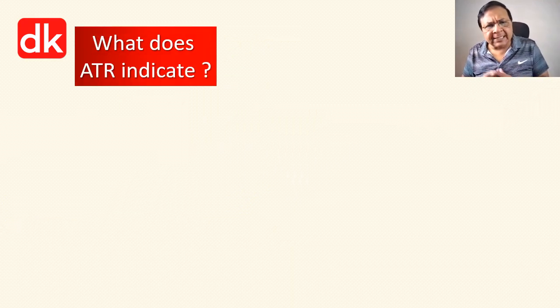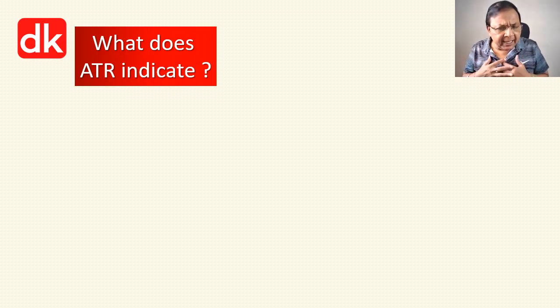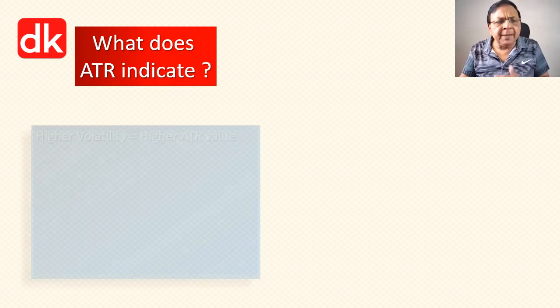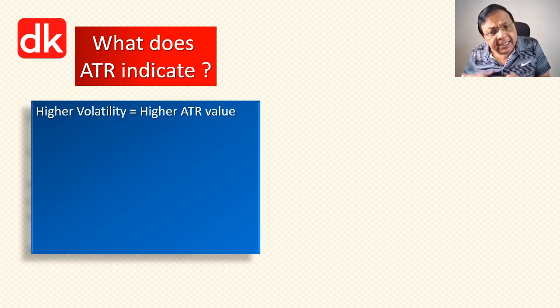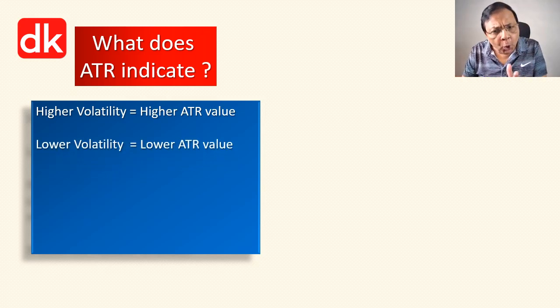So friends, now let us understand what ATR indicates to us. As a technical analyst, we want certain inputs from the market. So what does it indicate? It simply indicates that if the value of ATR is high, the volatility is higher, and if it is low, the volatility of that particular stock or index is low. So it measures the volatility aspect.